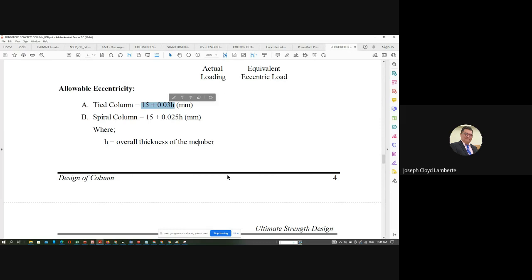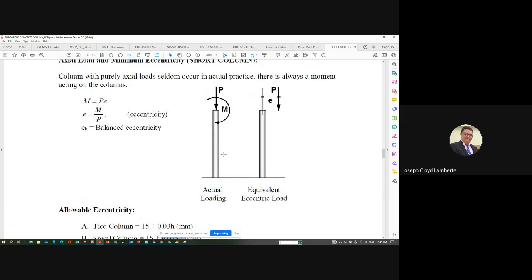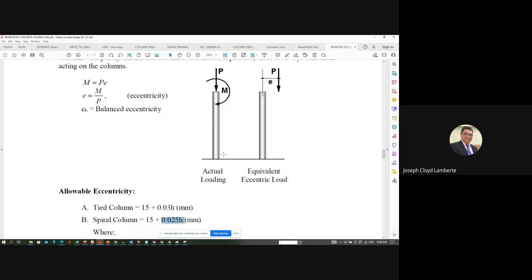Kay lapad man sad siya. Pero kung along ka sa width, gamay ra ang iyang width. So gamay ra pod ang imong maximum allowable eccentricity. So this is to ensure nga naa gyapon within sa section nimo ang imong axial load. For spiral column, you have 15 plus 0.025 of your h or the diameter. Kana diameter na ang h diri. This is in millimeter. Beyond that, dili na siya allowable, no? So dili na siya mahulog nga short column.